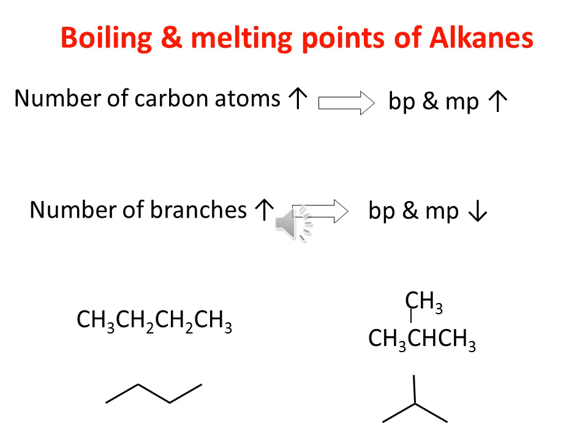So the rule of thumb is: as the number of carbon atoms in alkanes increases, the boiling and melting points increase. As the number of branches in alkanes increases, their boiling and melting points decrease. Here on this slide, I have shown n-butane and isobutane. So isobutane has lower boiling and melting points than n-butane.